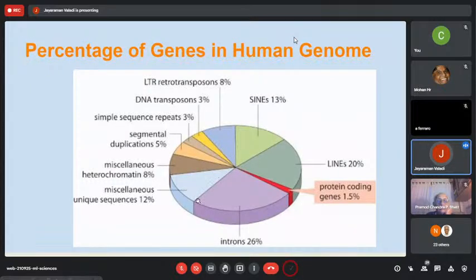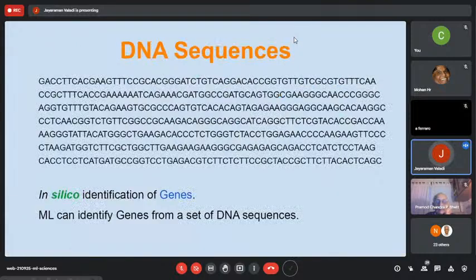The percentage of genes in a human genome is only 1.5%. So identification of genes which code for proteins is a very important task. It's a gene annotation task. Given a set of DNA sequences, we can identify which of them are genes, which code for proteins. Different machine learning methodologies facilitate this identification and classification job.